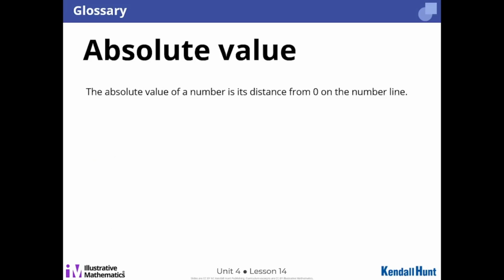Our glossary terms start with absolute value. The absolute value of a number is its distance from 0 on the number line. This simply means we don't care whether it's above or below, so we don't have positive or negative. We only care about the distance. Therefore, whether it's 5 above or whether it's 5 below, the absolute value is going to be 5.